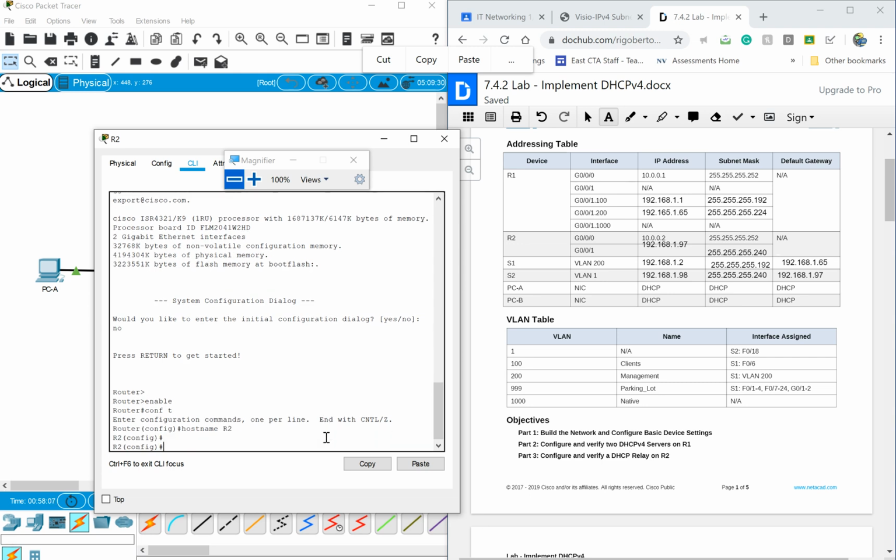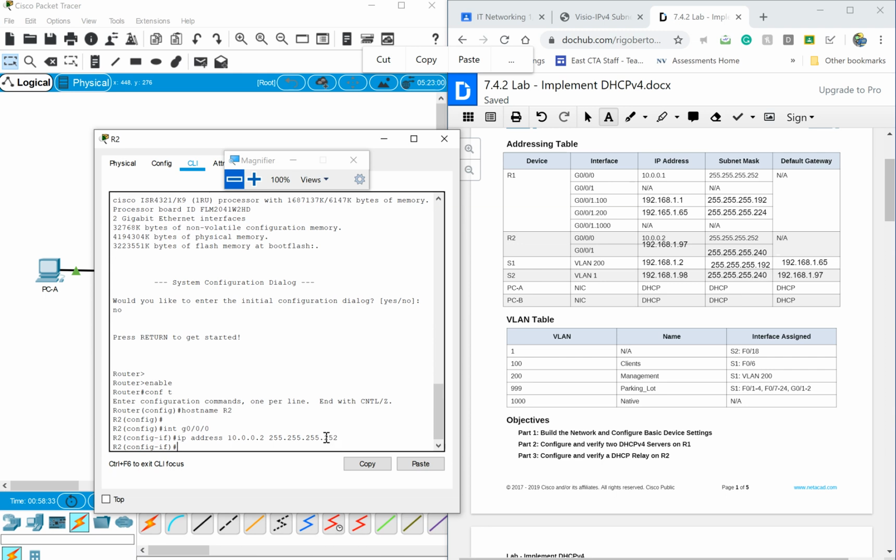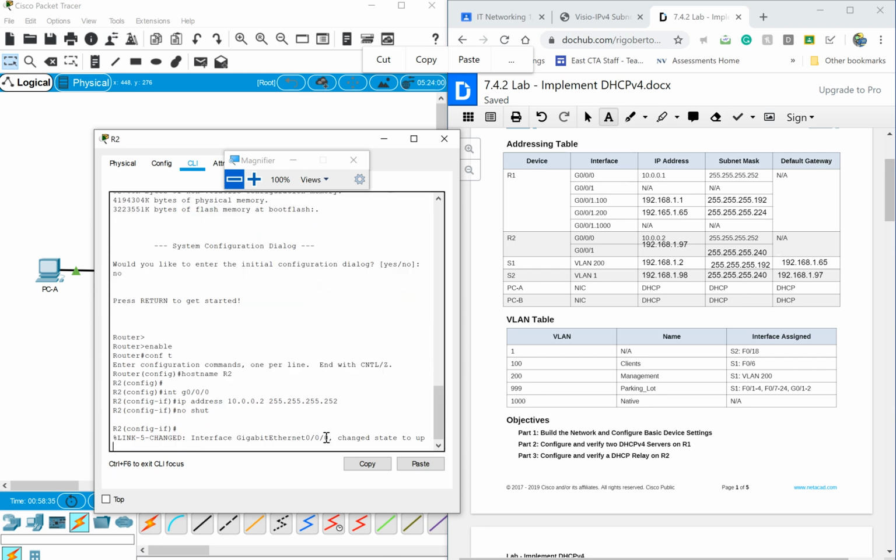So from there, I need to go to interface G0/0/0. We'll just do that one first. I'm just going from the top to the bottom one. It doesn't matter what order you go in. All right, IP address 10.0.0.2, 255.255.255.252 because it's a /30 network. No shutdown. We are done with that interface.